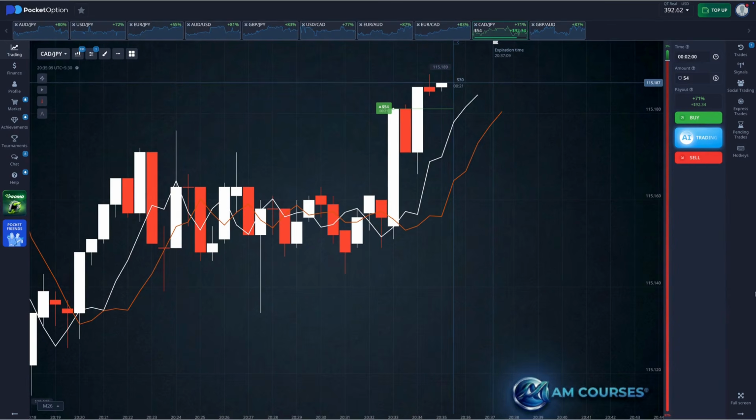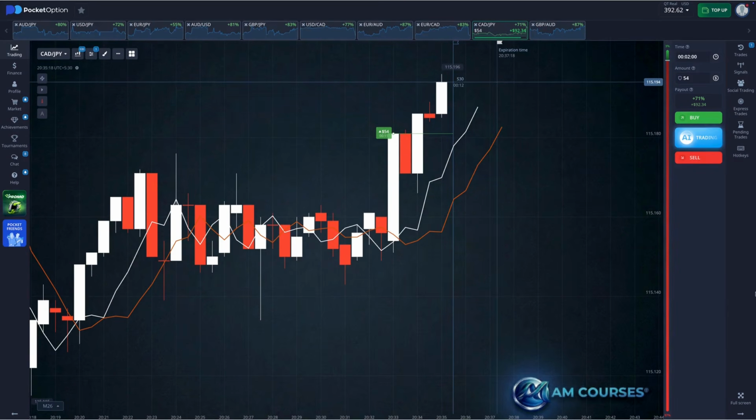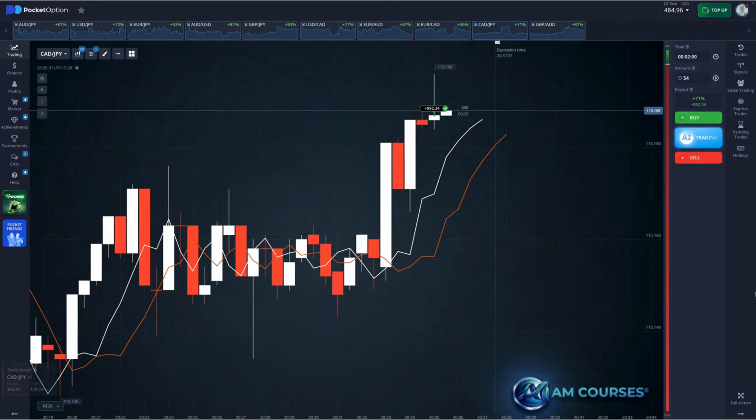Why the confirmation? Because we want the market to prove itself first. We're not guessing, we're confirming. So lips cross over teeth moving up, 2 green candles close cleanly above both lines. That's your entry. Trade expiry is 2 minutes.